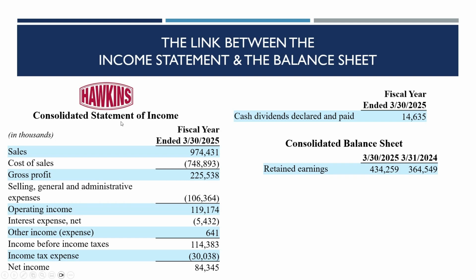For the latest fiscal year, we have the consolidated statement of income. They had sales minus expenses. At the end of the day, they had net income of $84 million. This is a smaller company, so they're in thousands.